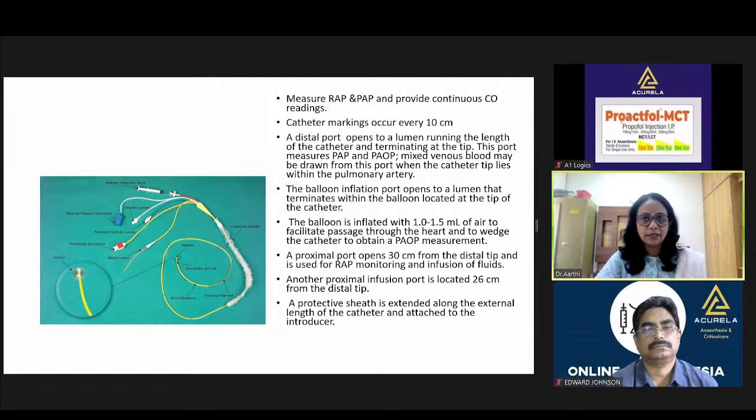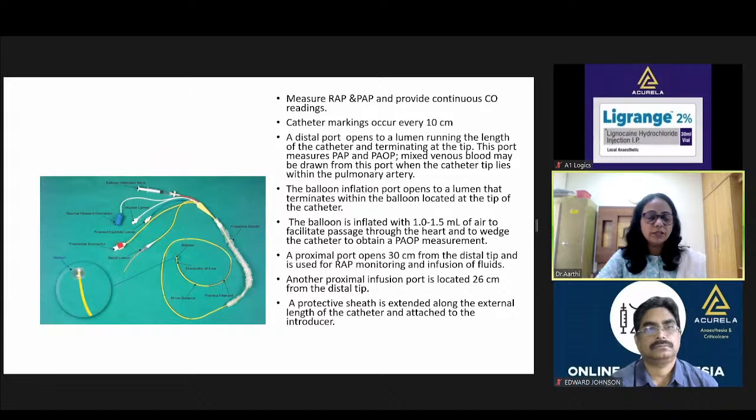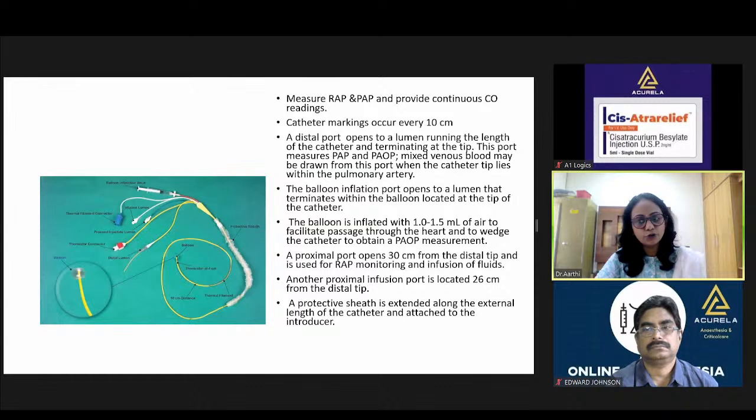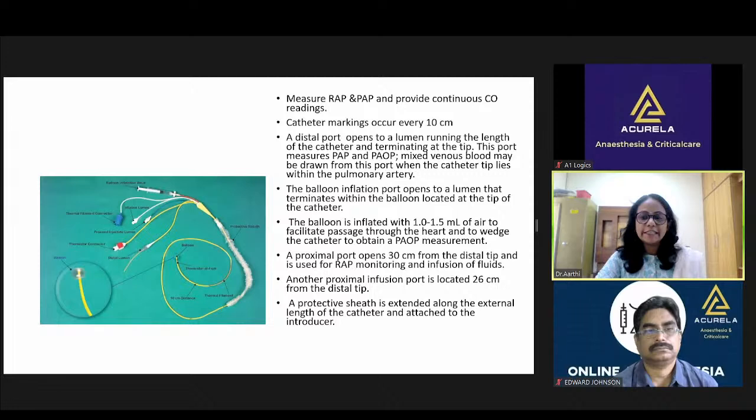The balloon inflation port opens to a lumen that terminates with a balloon located at the tip of the catheter. The balloon is inflated with 1 to 1.5 ml of air to facilitate passage through the heart and to wedge the catheter to obtain the pulmonary artery occlusion pressure. And there are two proximal ports. A proximal port opens at 30 centimeters from the distal tip and is used to measure the right atrial pressures and for infusion of fluids. Another proximal port, located 26 centimeters from the distal tip, is also used for infusion of fluids and monitoring. A protective sheath extends along the external length of the catheter, attached to the introducer.